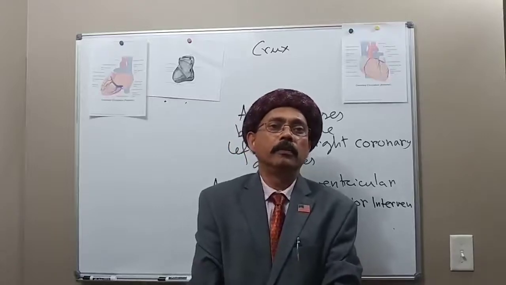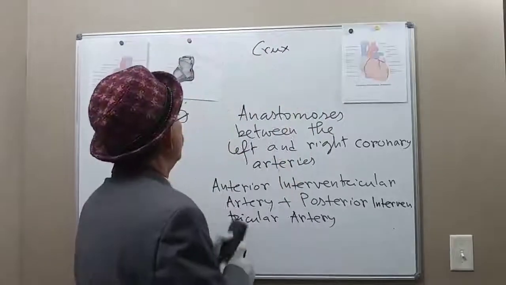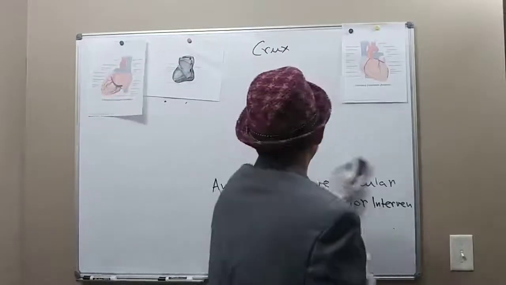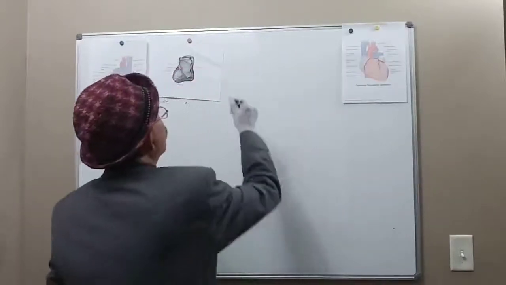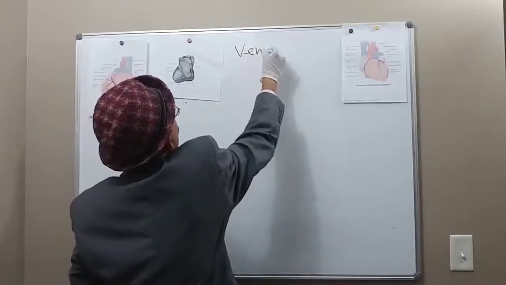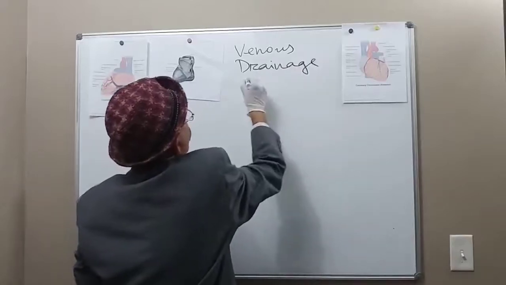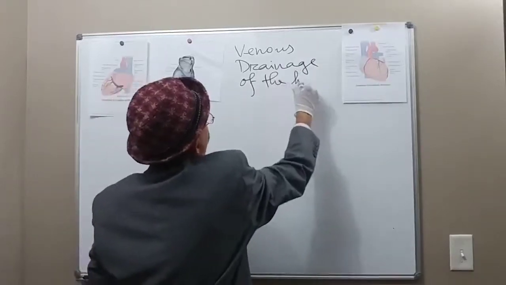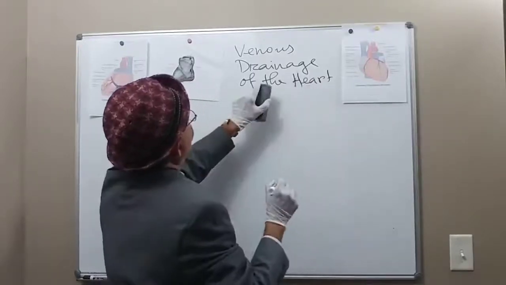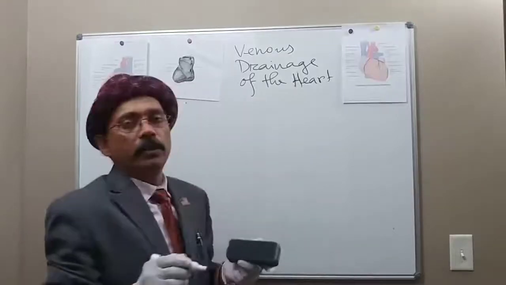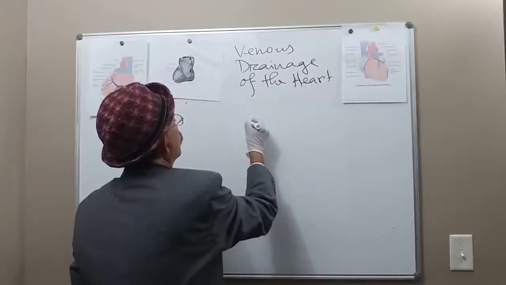Now we'll go to the veins of the heart. Veins of the heart wall also need venous drainage. So venous drainage of the heart. Okay, of the heart. Venous drainage of the heart. So the vein in the wall of the heart is the coronary sinus, most important vein.